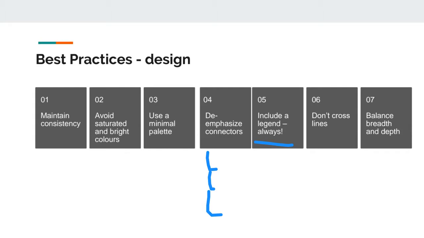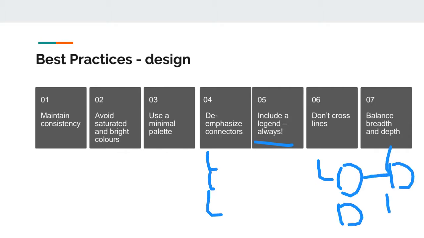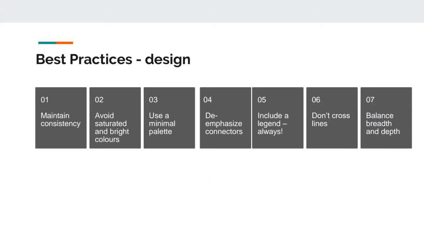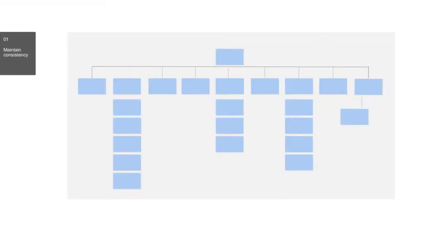Don't cross lines, so there's no connection between boxes. So you're not going to have connectors between boxes, never. And breadth and depth, I will say this will come later as well, because you're not locking yourself into navigation. This is the most simple way of representing your information architecture diagram.